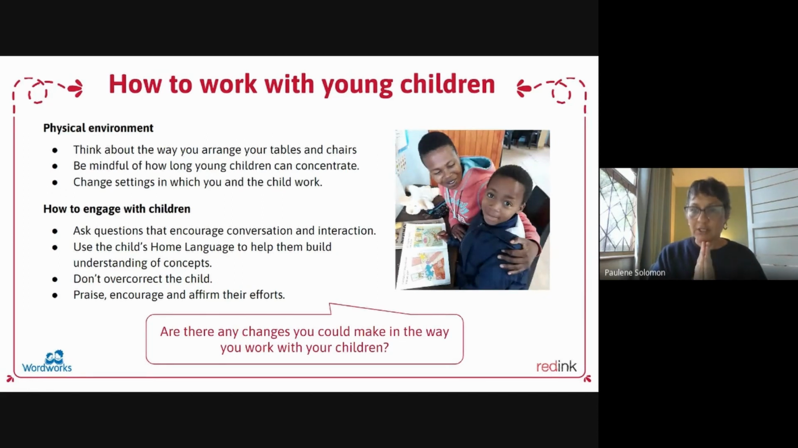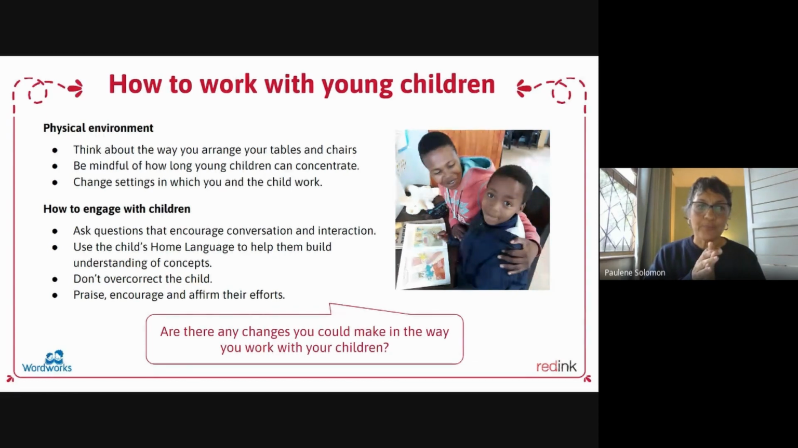You are not the teacher, you are supporting the learning. So you give them opportunity to express themselves. It's not about how correct or incorrect their language is or their writing is. It's the fact that you affirm their efforts. You affirm what they've done.